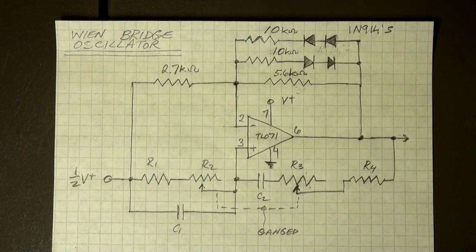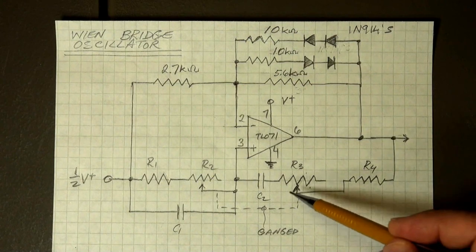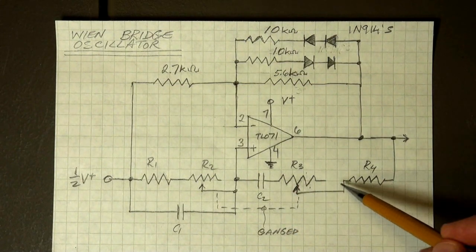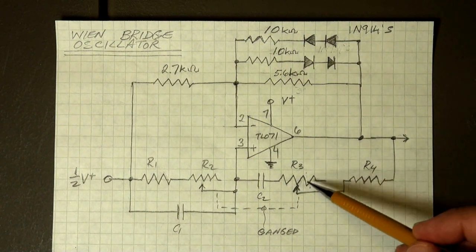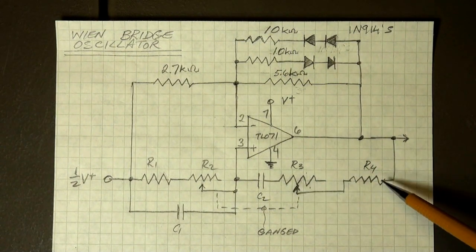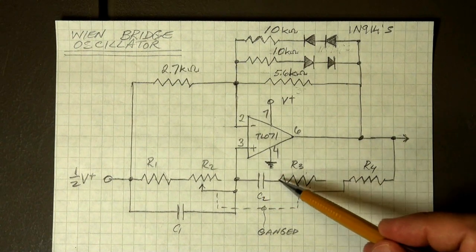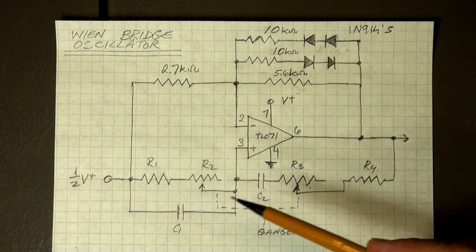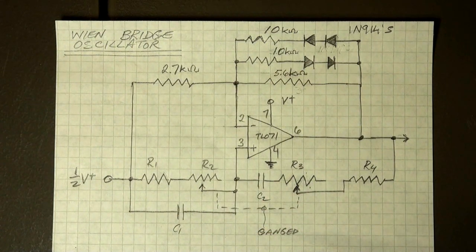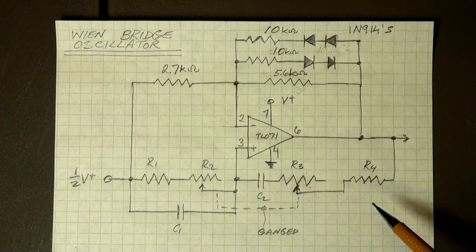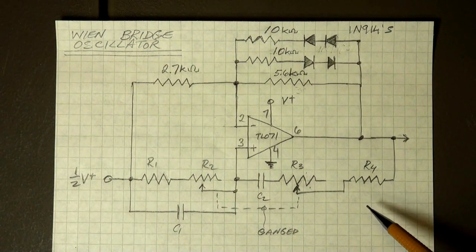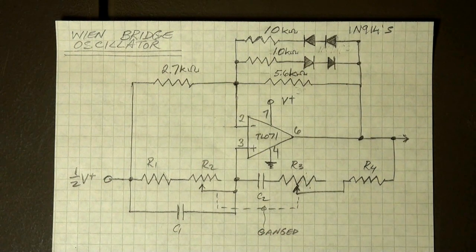But essentially it consists of two feedback networks: a positive feedback network that consists of a resistor and potentiometer, I'll get to that later, and a capacitor that forms a high pass filter, and a resistor and capacitor in parallel that forms a low pass filter. So the positive feedback loop will oscillate at the frequency at which the two filter networks cross over.